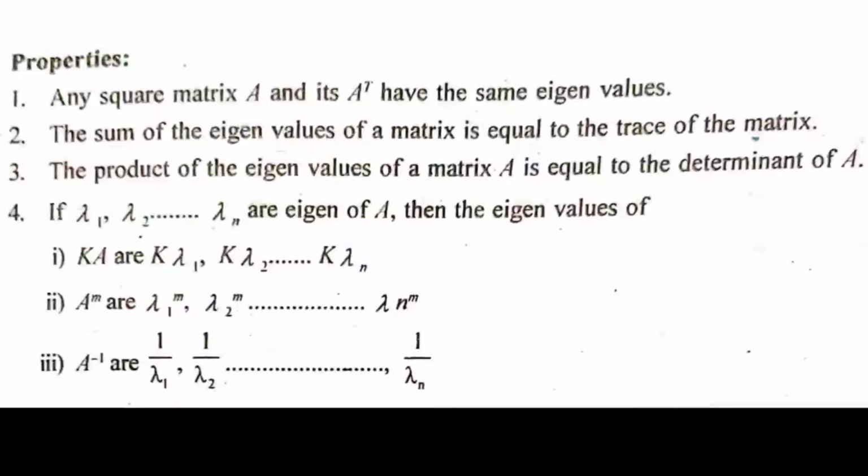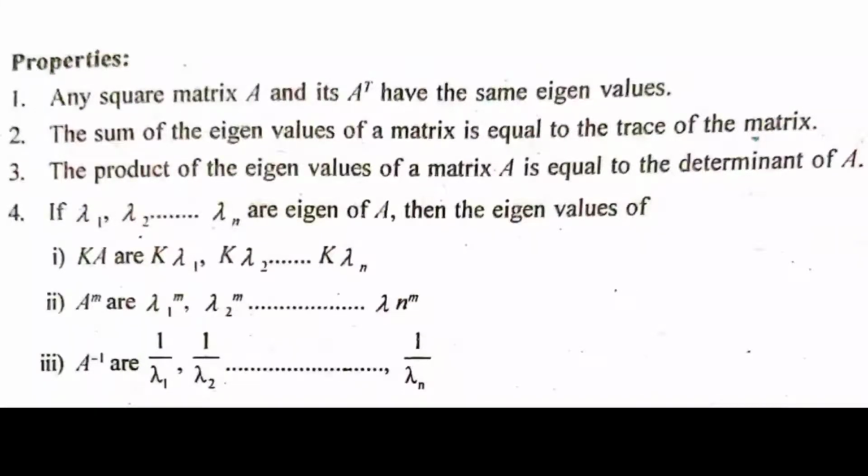Trace is nothing but the summation of the values in the diagonal of the matrix. So if it is a 2 cross 2 matrix, you take the first row's first element and the second row's second element. Like that you will take the diagonal alone. That summation value will give you the eigenvalues summation. So this will be equal.